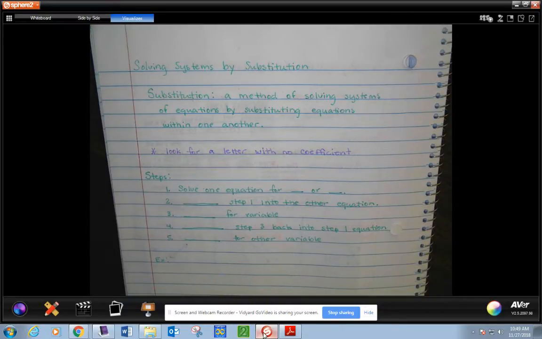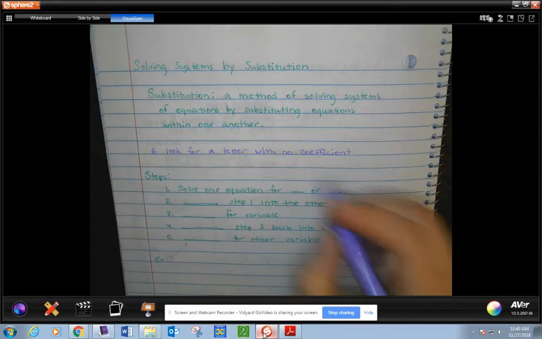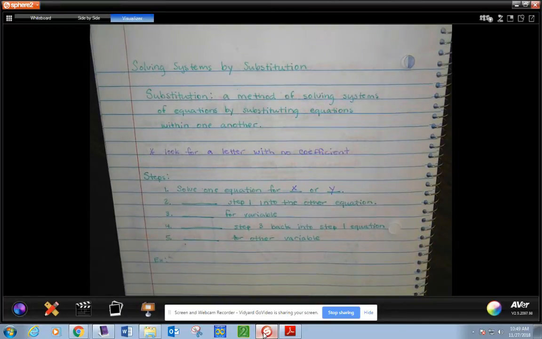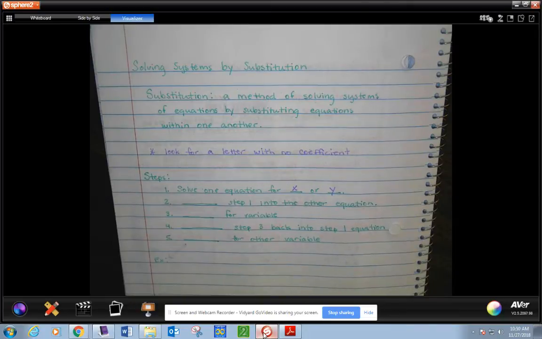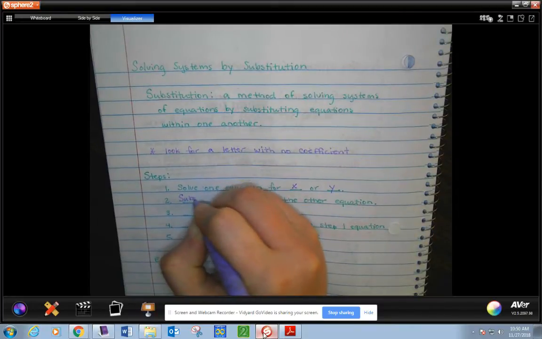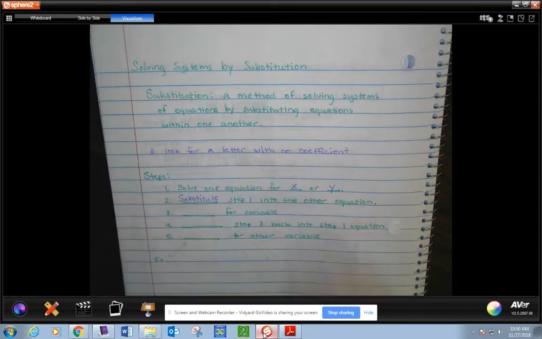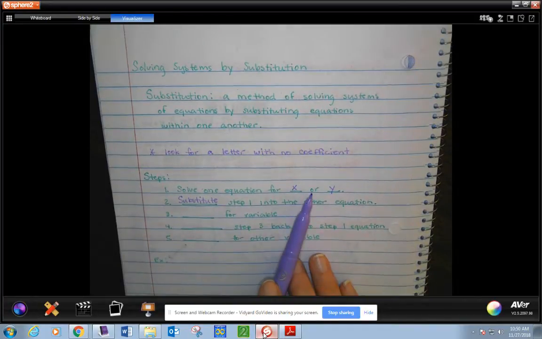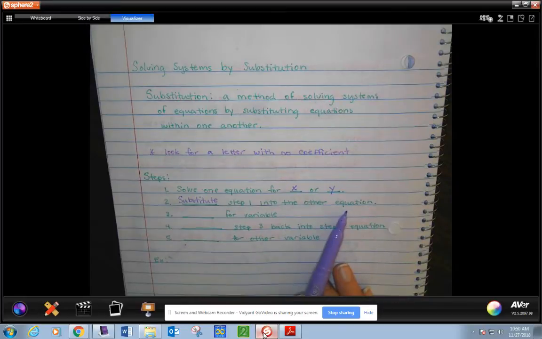Your first step is you're going to solve one of your equations, because there will be two, for either x or y. It does not matter. You are very used to solving for y, but in substitution, you can solve for x. For step 2, you're going to substitute, or just plug in is a better way to say it, what you got for step 1 into your other equation, the equation you did not mess with.